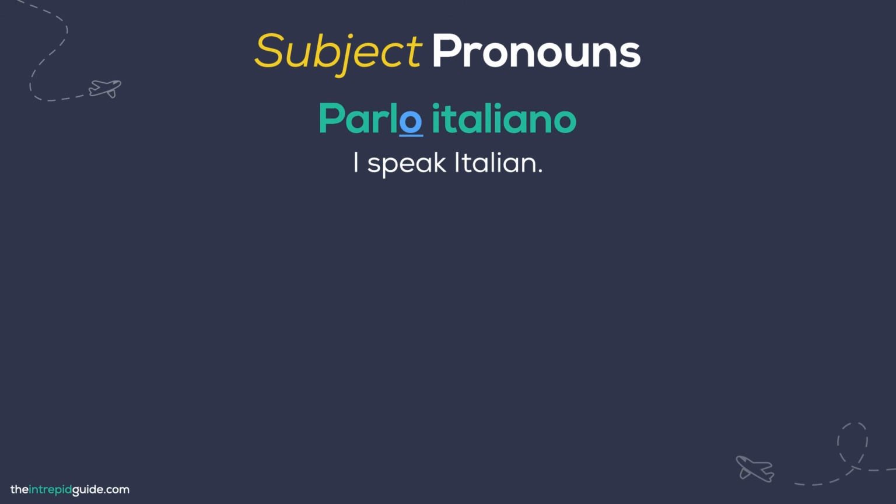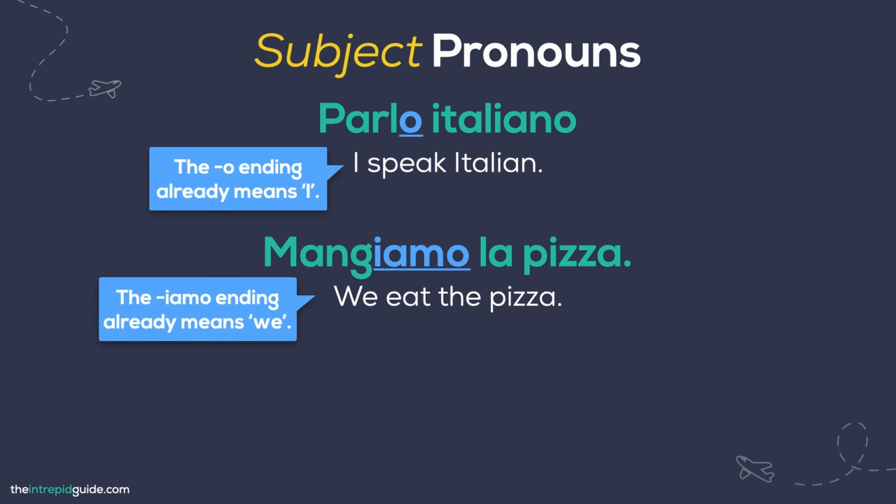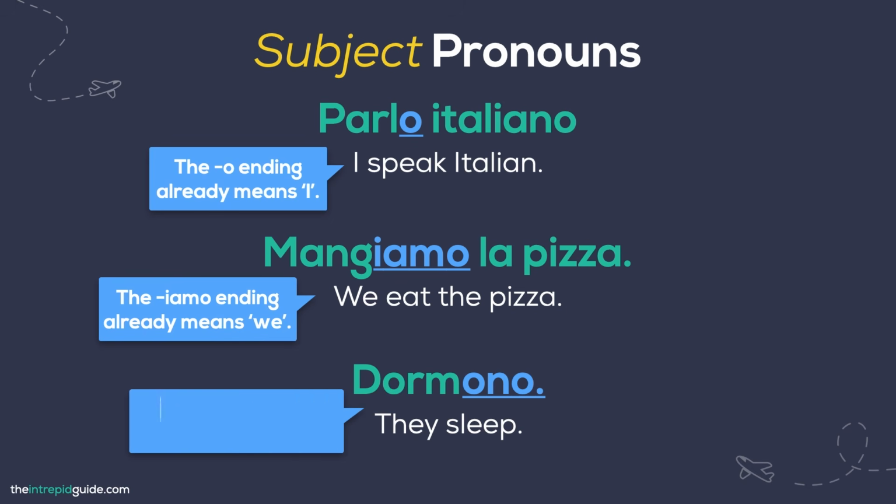Parlo italiano. I speak Italian. The O ending already means I. You don't need to add io at the beginning at all. Mangiamo la pizza. We eat the pizza. The iamo ending already means we. We don't need to specify it by adding noi at the beginning. And then we have Dormono. This means they sleep. The no ending already means they.